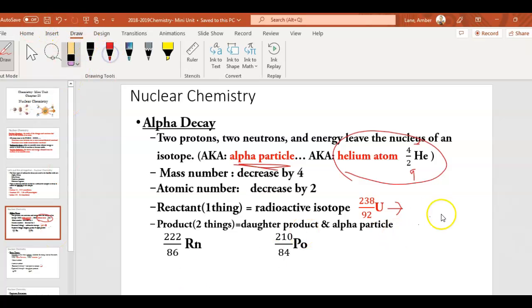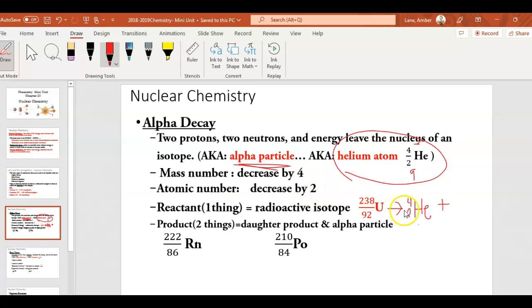Okay, let's try this again. It's going to produce this alpha particle, which is a helium atom. And it always produces that, always. And it's going to produce some other isotope, a more stable isotope. So we have to do a little math and use our periodic table. So we know that the mass number decreases by 4 and the atomic number decreases by 2.